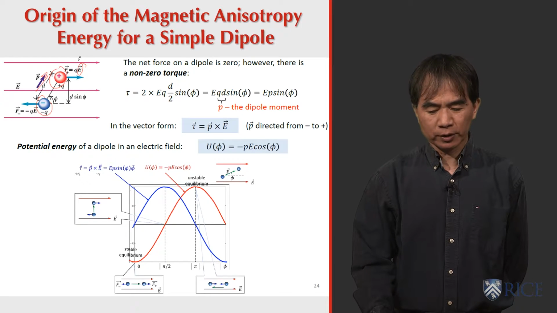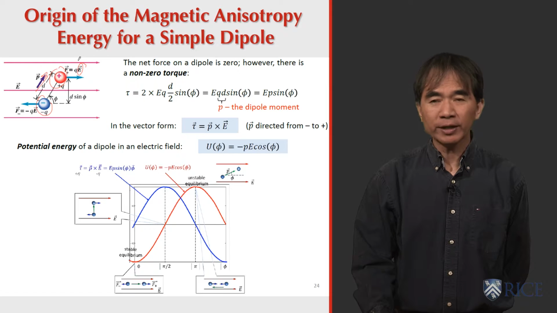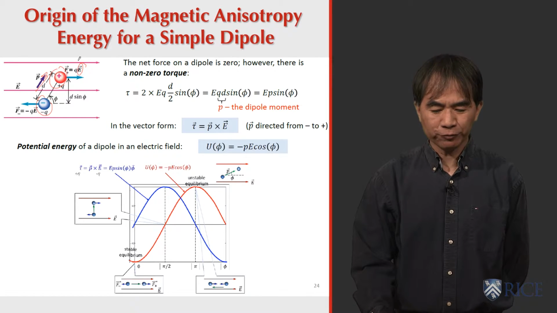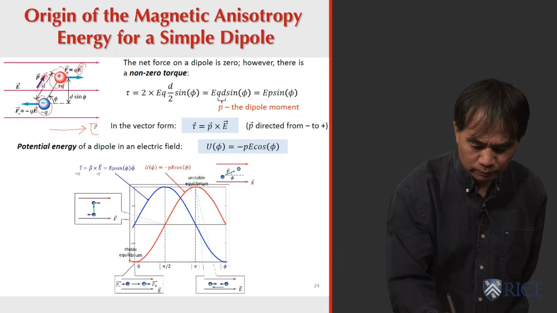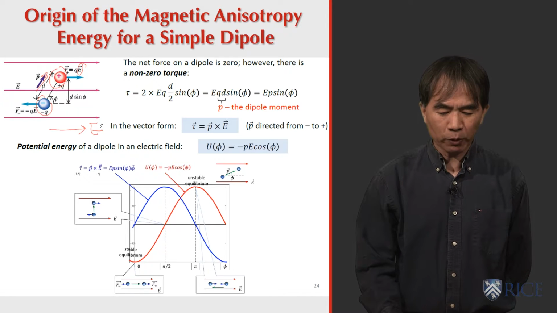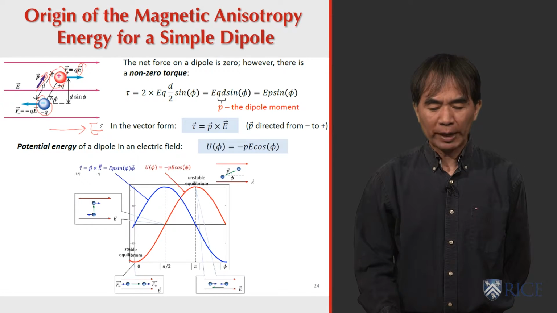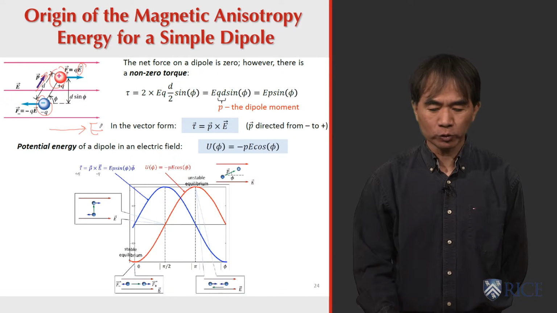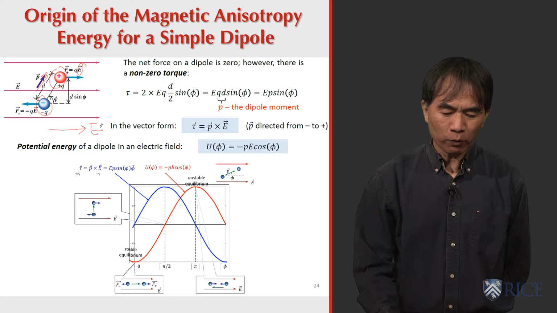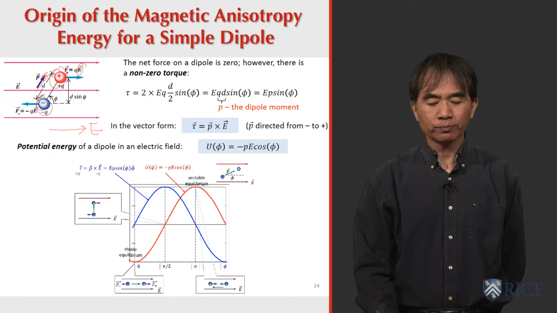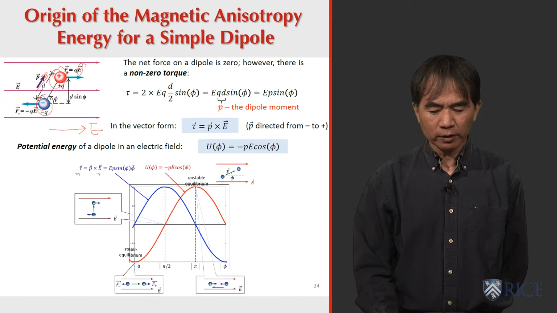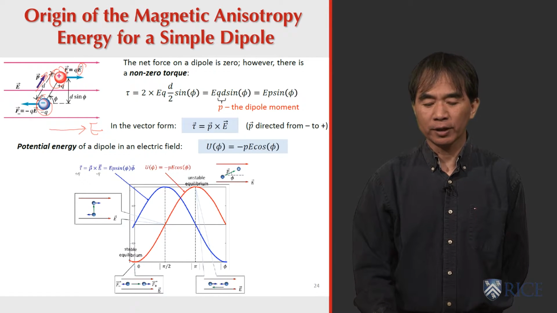So when you think about a simple dipole in the presence of an external electric field, what will happen? Let's say in this particular case, our electric field is along the horizontal direction, and we have this dipole inside the external electric field. Of course, the dipole would want to be aligned along the field direction. Let's say the dipole has a positive charge as red and a negative charge as blue, and the dipole would like to flip around to the field direction so it minimizes its energy.